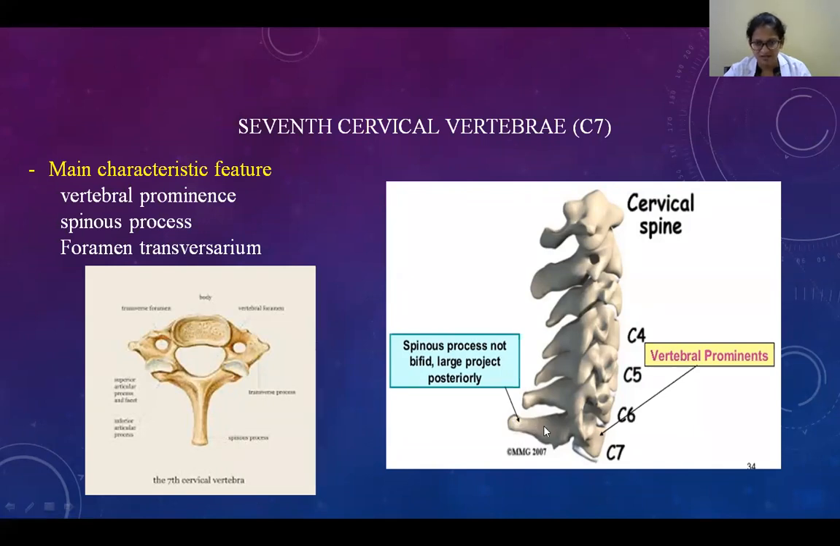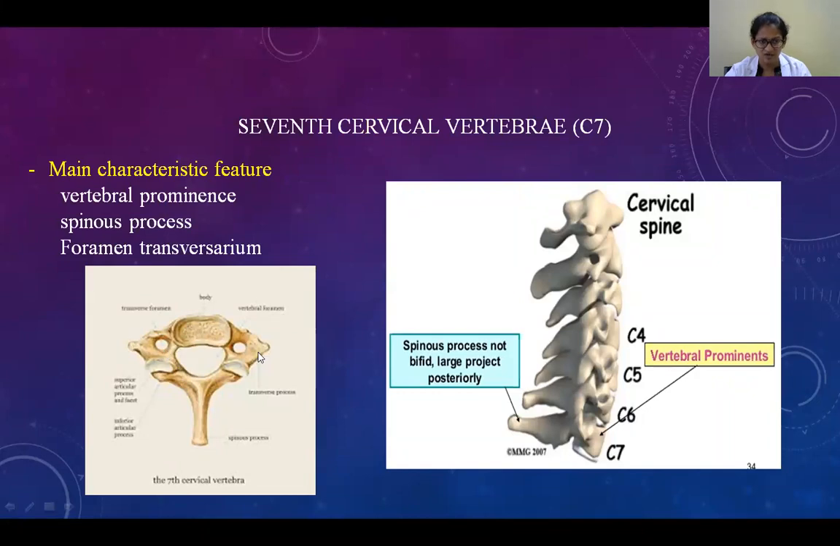See here, the next main important thing: all the rest of the cervical spinous processes are bifid except C7. Here there is absence of bifid. Here the spinous process is long and thick. There is no bifid in the spinous process.